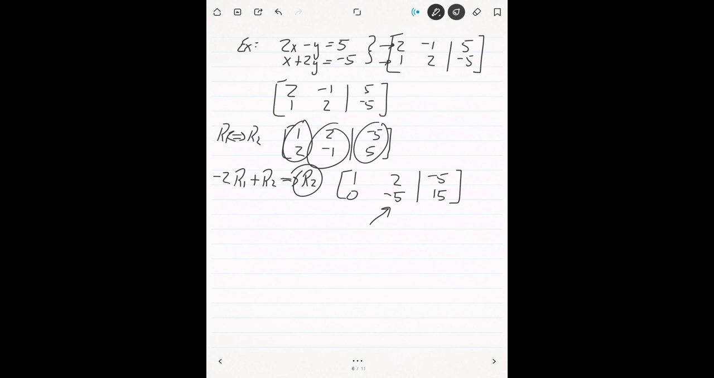Well, there's a pretty easy fix for that. Let's take row 2 and let's multiply it by -1/5. And that's going to be the new row 2. So row 1 stays the same, 1, 2, and -5. Let's take a look at the bottom now. 0 times -1/5 is, well, that still stays a 0. -1/5 times -5 is, hey, that's a +1. And 15 times -1/5 is -3.